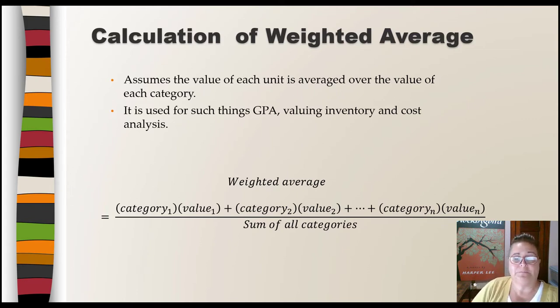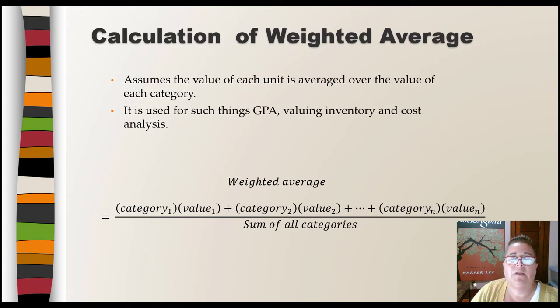Okay, so here's what a weighted average formula looks like. You take category times the value, you add it to the next category times the value, you add that to the next category times the value, and you keep going until you run out of categories. Then you have to divide that by the sum of all the categories. What does that look like?